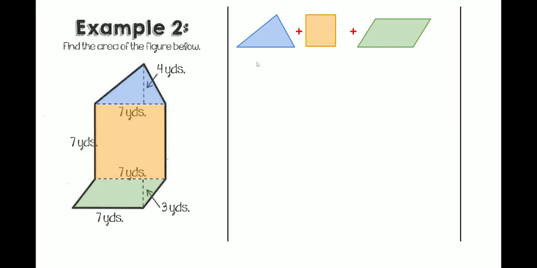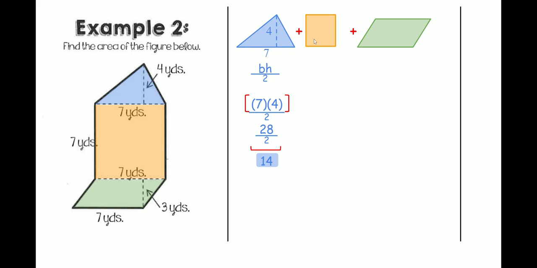I know the area of a triangle can be found with base times height divided by 2. I know the base is 7, so I'm going to write that over here. I know the height is 4, so I'm going to write that over there. So base times height is 7 times 4. You're going to divide that by 2. 7 times 4 is 28. Divided by 2 is 14. So the area of my triangle is 14.